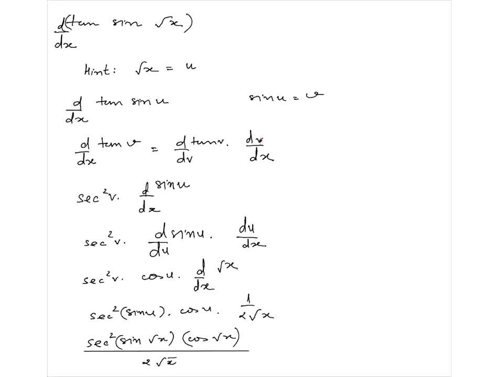Then we took v as sine u. Look at this marker pen. So I did nothing but just put sine u in place of v. That's it. Let me know if you have any other question.